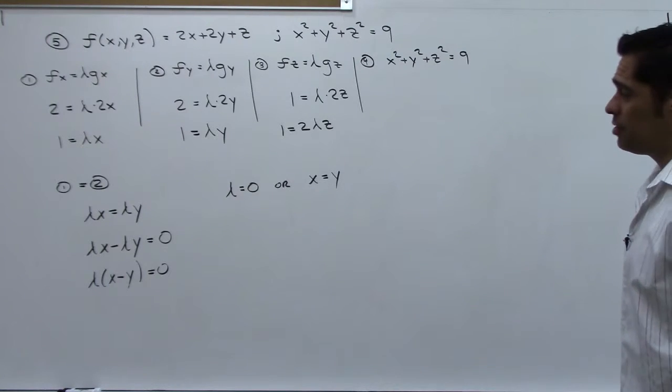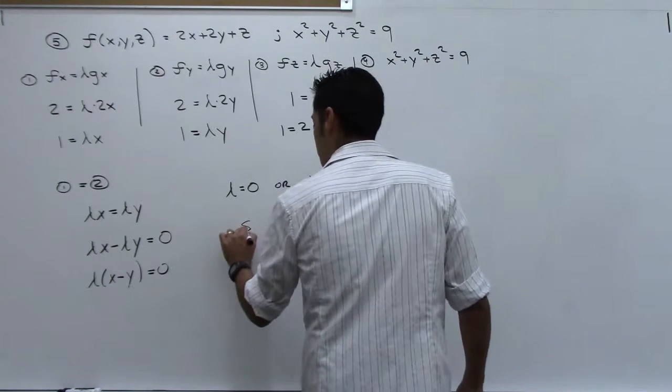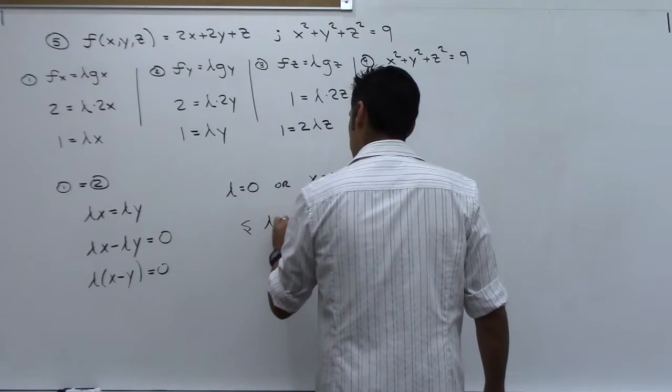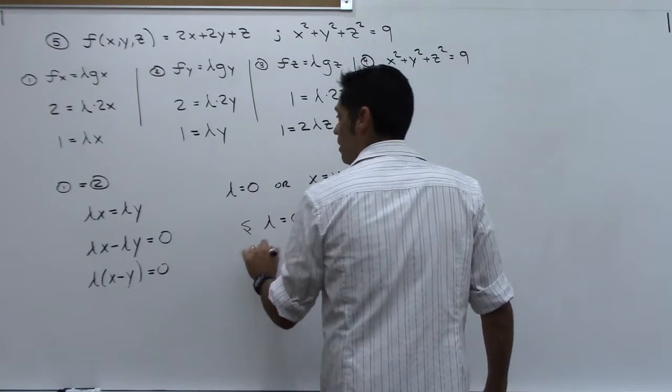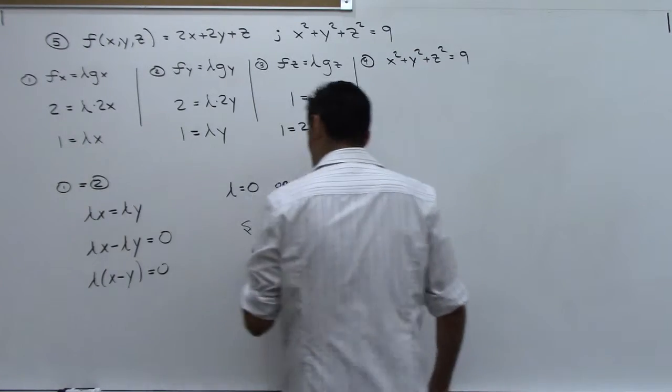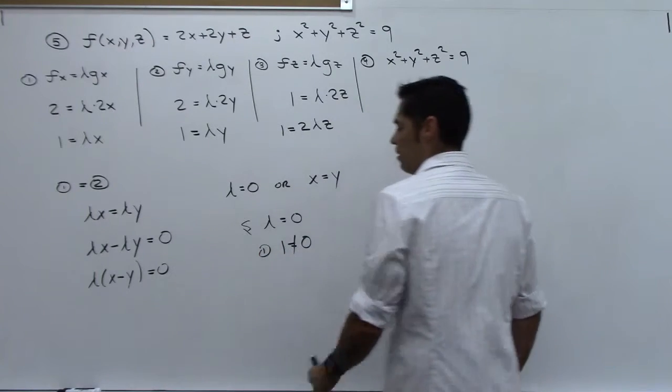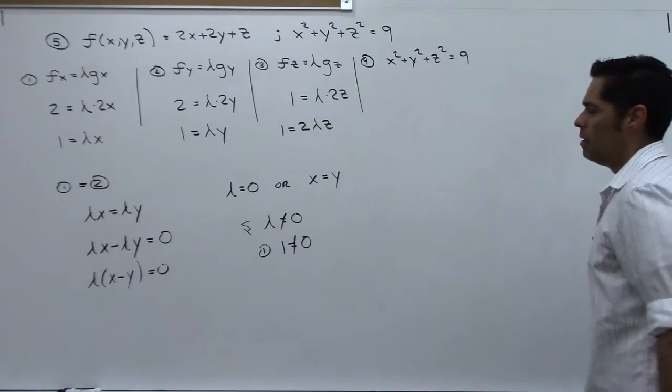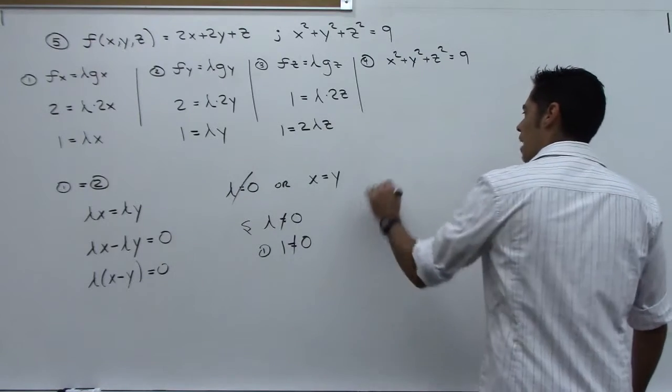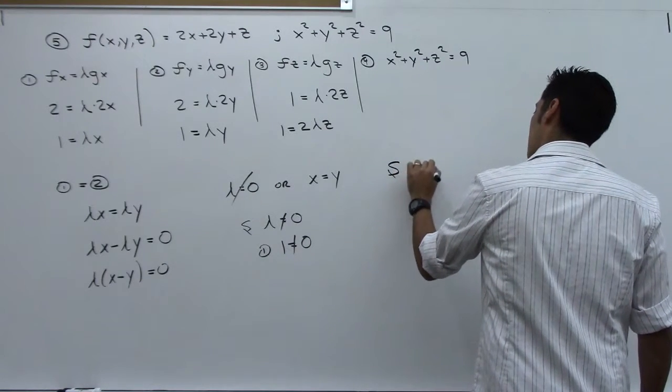All right, so let's start out by assuming this. Suppose lambda is 0. Then equation 1 would tell me what? Lambda is 0. 1 is 0? That doesn't happen. So lambda can't be 0. So I can chunk this. All right, suppose x equals y.